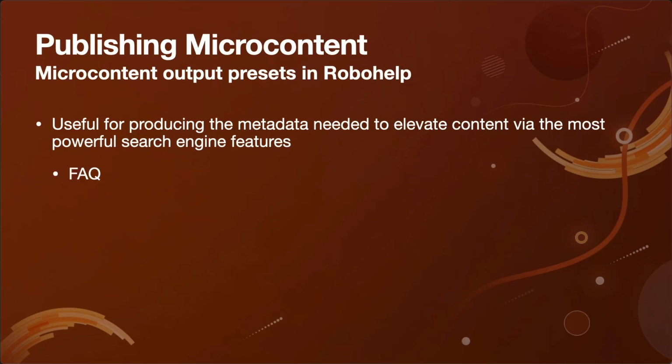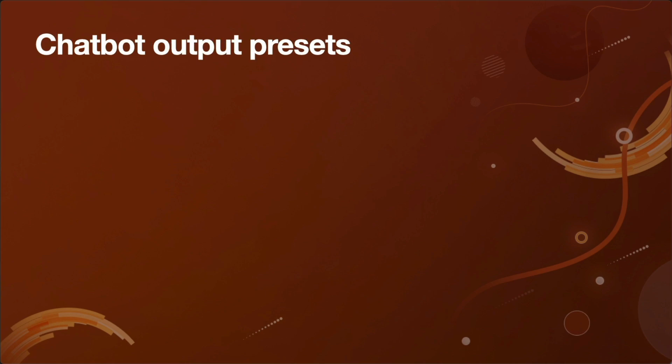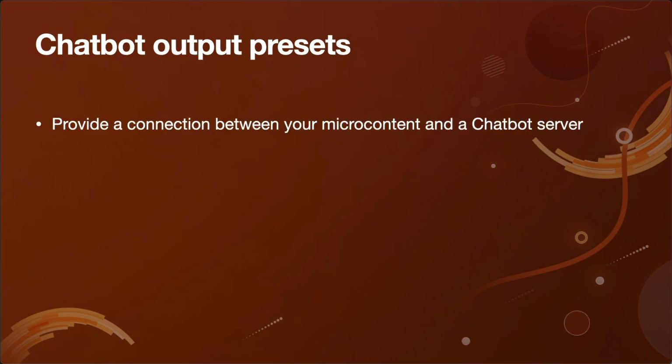This includes the things that float to the top of the list, like frequently asked questions, how-to guides, and lists of videos and video content, as well as being listed in articles and news. Once you're using microcontent in your ecosystem, you can look to provide a chatbot of that microcontent to your audience. Chatbots are an additional output preset, and they're going to provide a connection between your microcontent and a chatbot server.